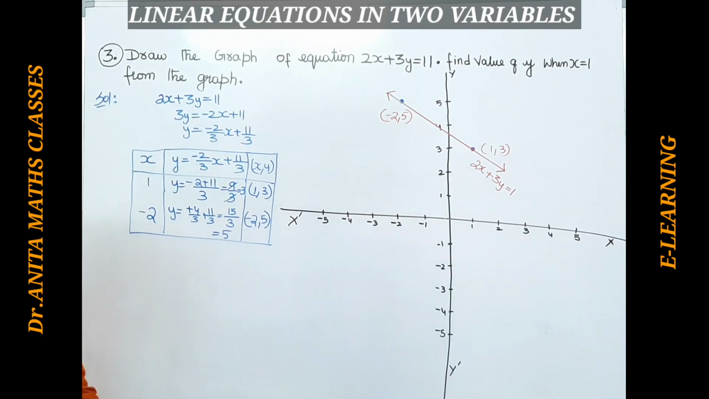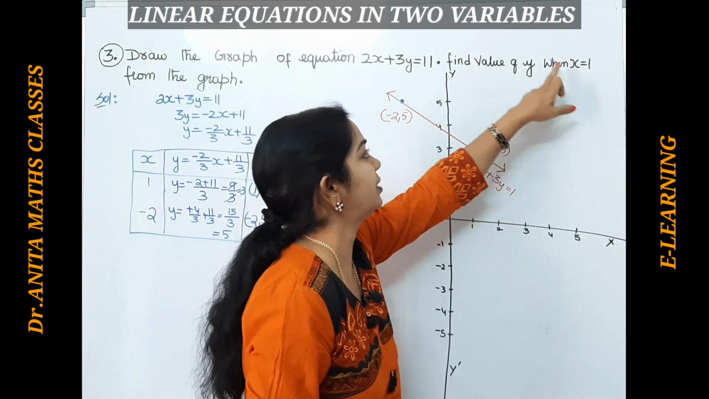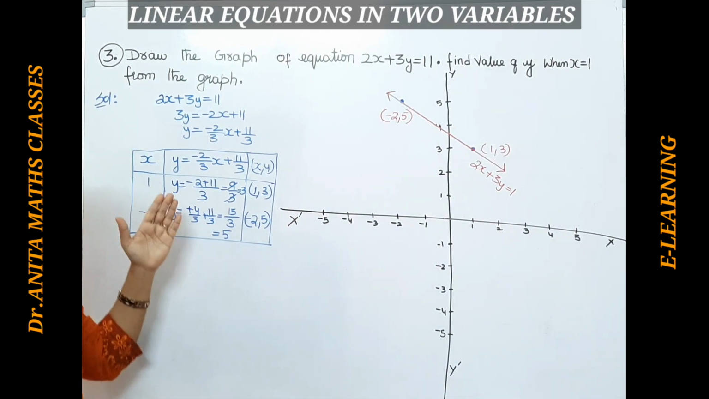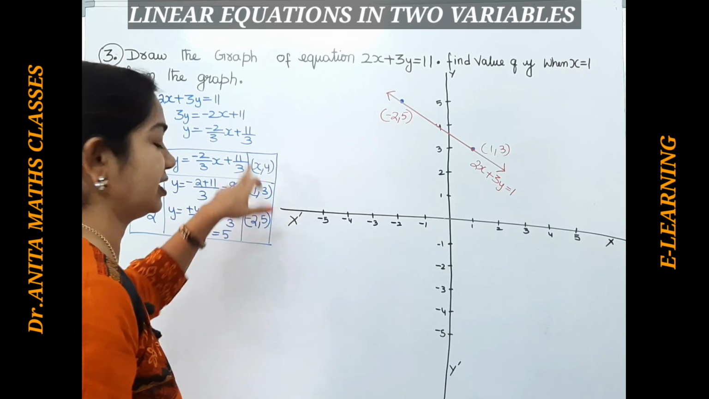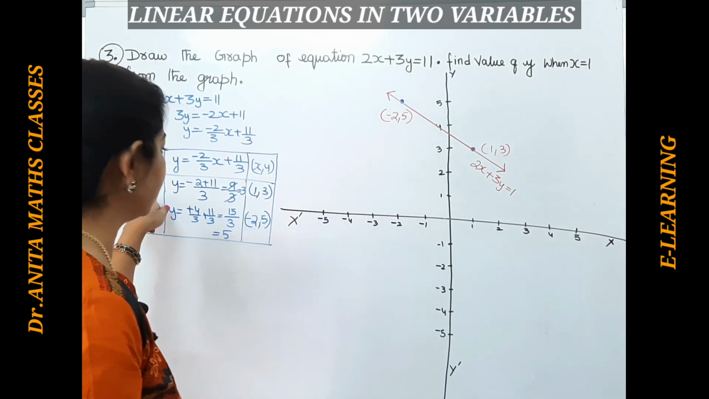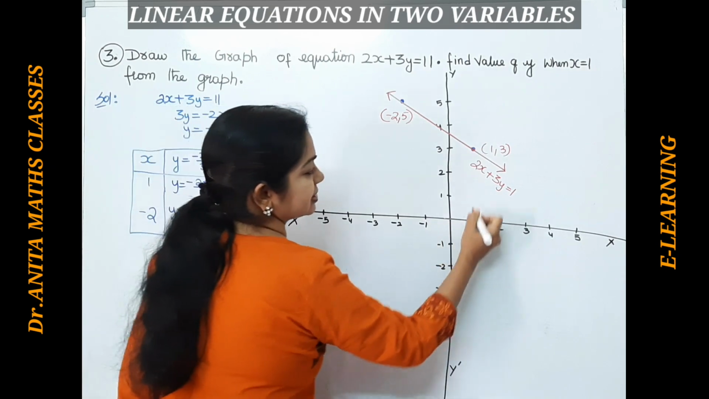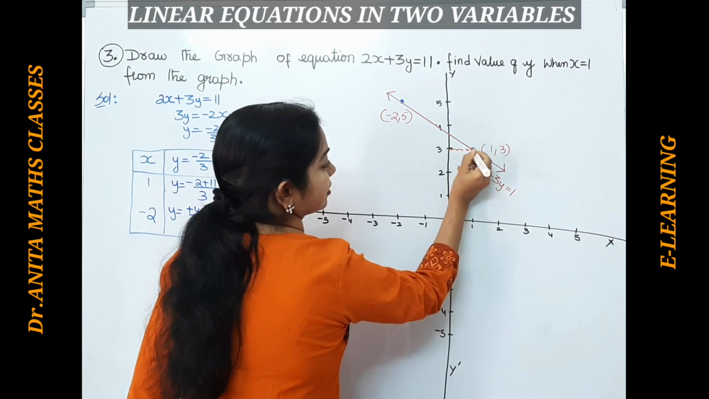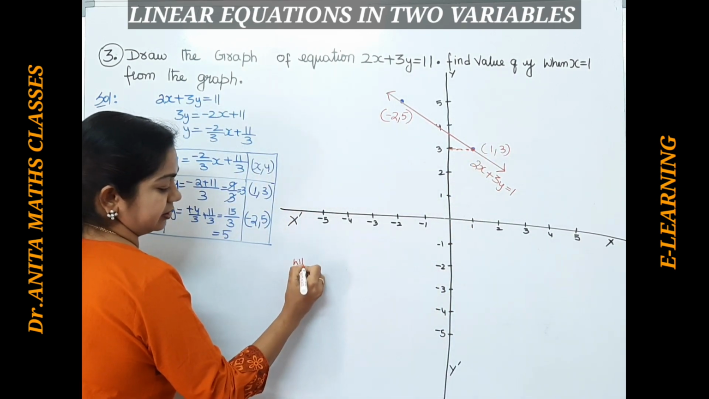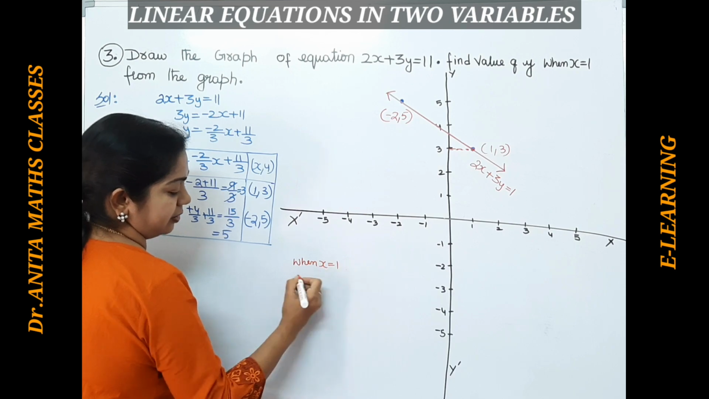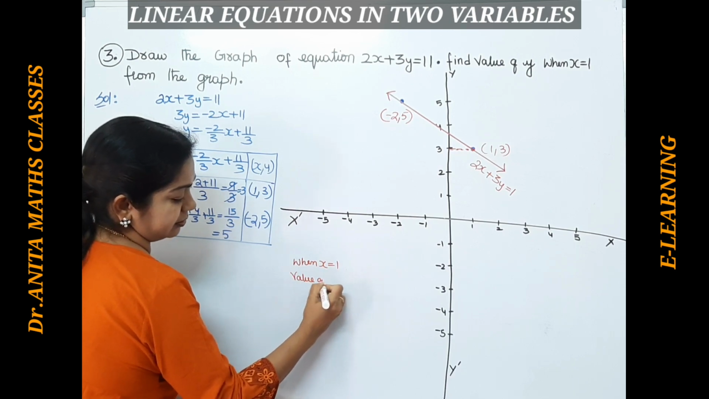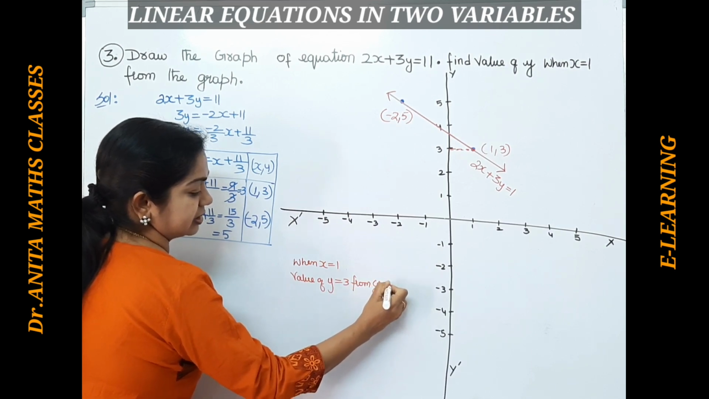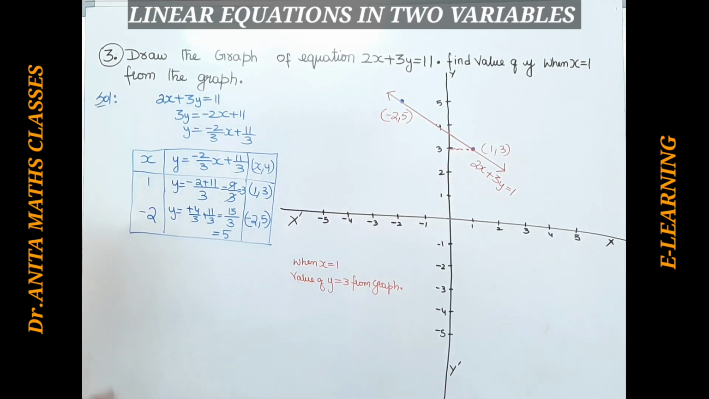So from the graph only we have to find when x is equal to 1, find the value of y. Unknowingly we took x is equal to 1 because when we are taking x is equal to 0, we got some fraction, 11 by 3. So unknowingly we took x is equal to 1. So when x is equal to 1, what is the y value here? Y value is 3. So when x equal to 1, value of y equal to 3 from graph. So that is our answer. Please pause the video and plot the graph.